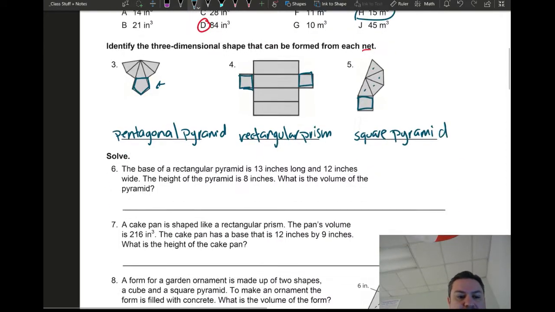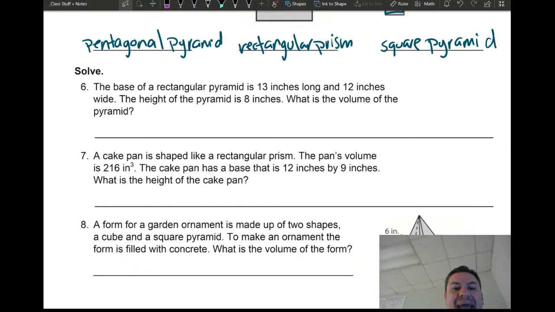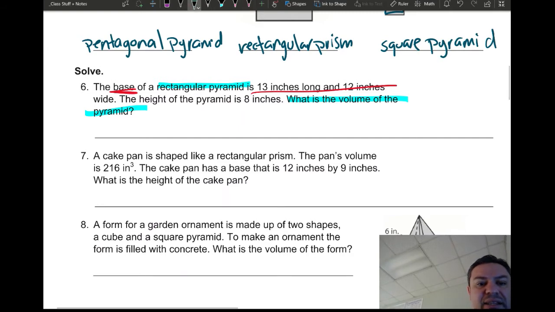Okay, next one, 6, 7, and 8, word problems. Number 6, the base of a rectangular pyramid, that's the keyword, is 13 inches long and 12 inches wide. The height of the pyramid is 8 inches. What is the volume of the pyramid? So what do I know? I know the base is 12 by 13 and the height is 8.